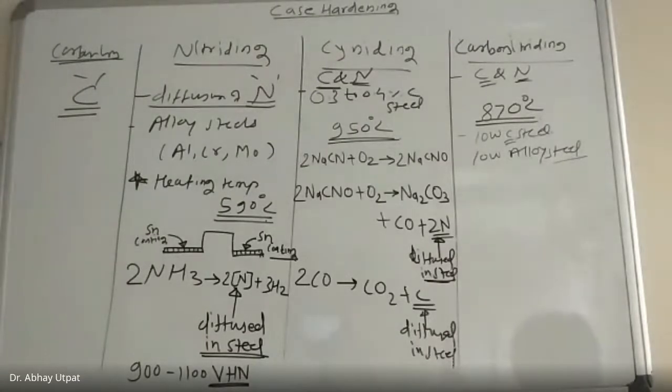Diffusion of both carbon and nitrogen takes place. Now, how does it take place? So, carbon monoxide gives carbon dioxide plus carbon. Ammonia gives 2N plus 3H2. Similar reactions take place there also, which are given here. Nitrogen is more responsible for hardenability.